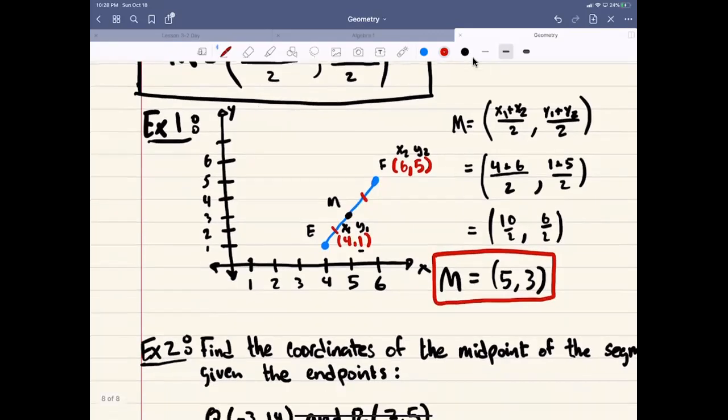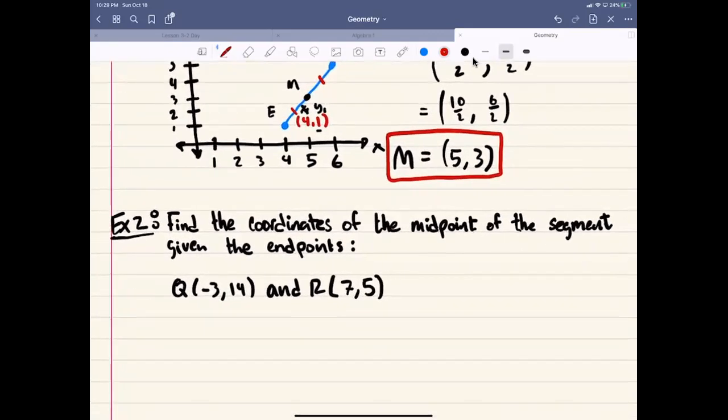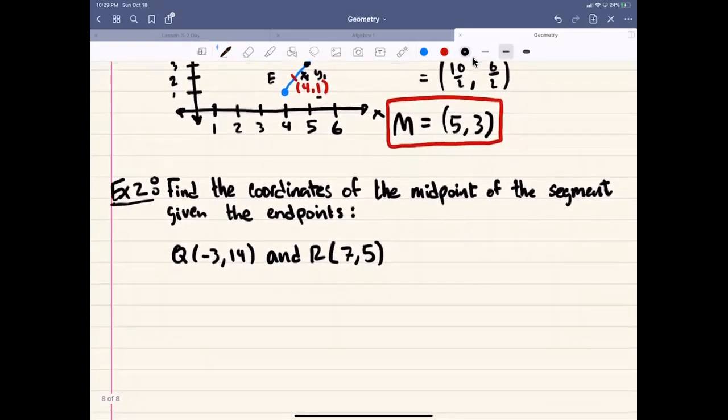The other way it will be asked is in word problem form. It says, find the coordinates of the midpoint of the segment given the endpoints. Q is -3, 14, and R is 7, 5. Once again, this is x1, y1, and this is x2, y2. I say always begin by labeling. That way, you're always going to have a good chance. Label, plug in, evaluate.